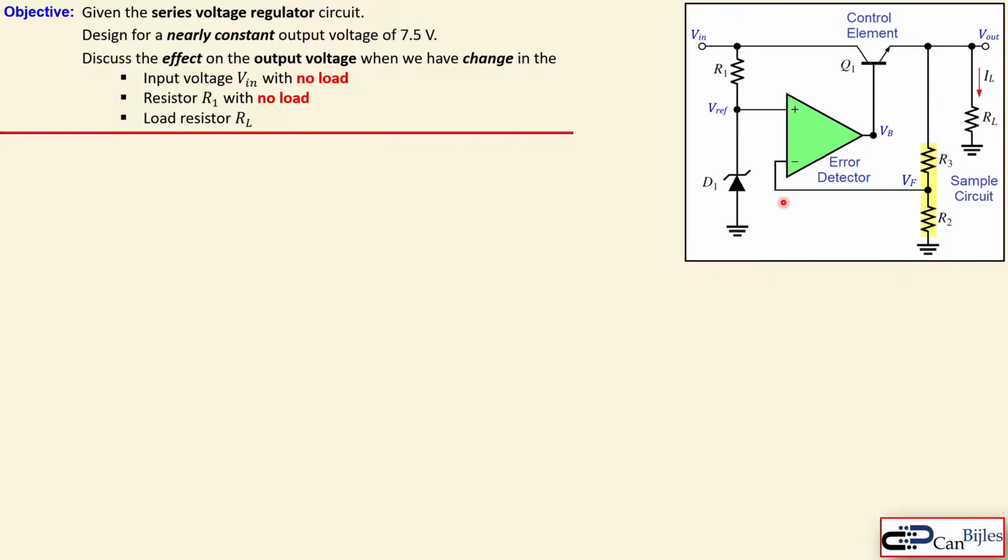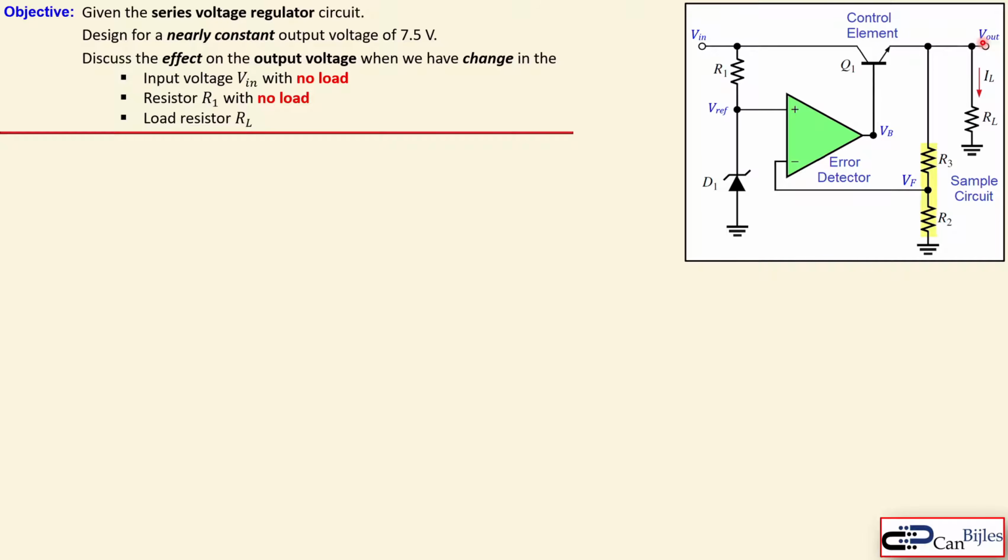But before we jump to the actual design and the calculations, let's briefly discuss what this circuit is doing. We have several components. We have the error detector. We have the Zener diode, which will set our reference voltage here. We have the control element, which is there to control the current here. And we have the sample circuit, which is in effect a voltage divider. We also have our load here.